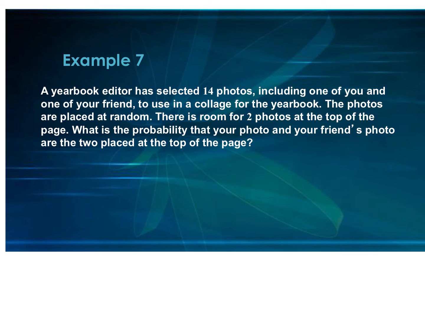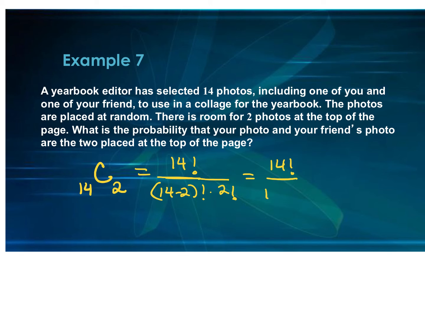So again, we need to first find the number of possible outcomes of choosing two photos out of 14. So we're going to do the combination. 14 photos total, and we're choosing 2 out of them. So we're going to do 14 factorial over (14 minus 2) factorial times 2 factorial. I'm going to simplify. 14 factorial, 12 factorial times 2 factorial. Do not multiply 12 and 2 and get 24. We just have to simplify this down individually.